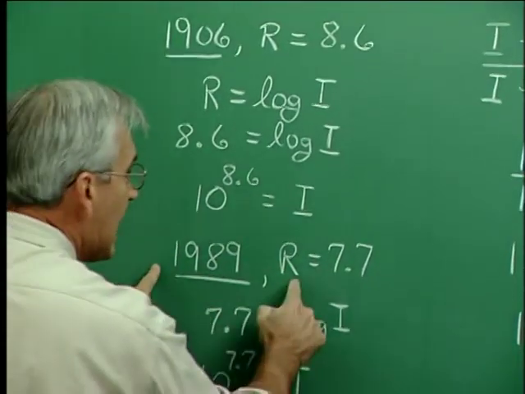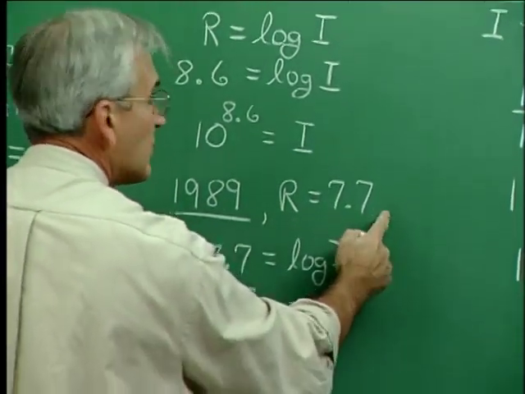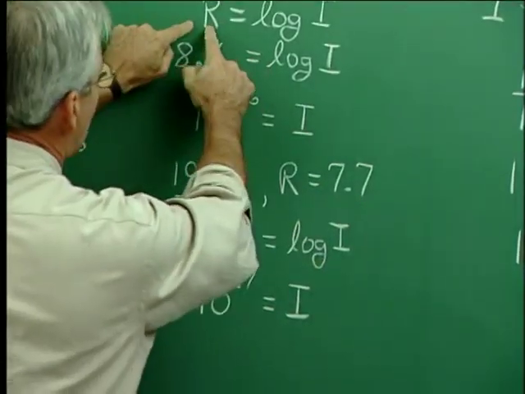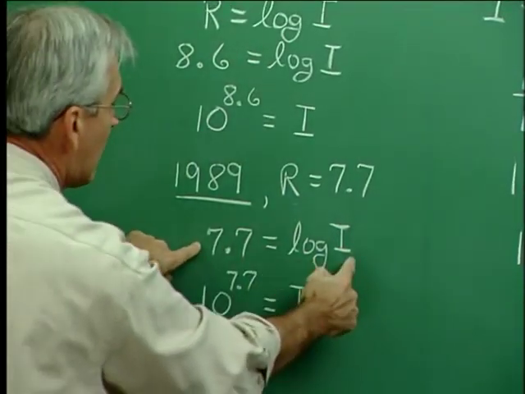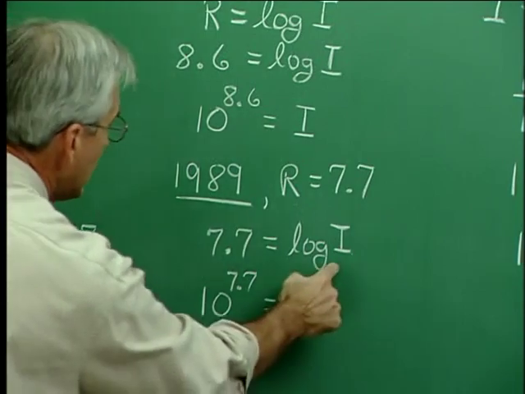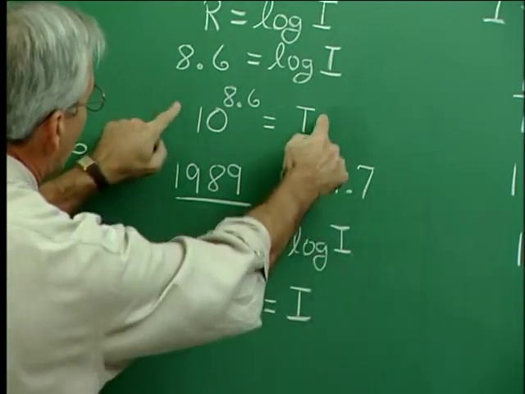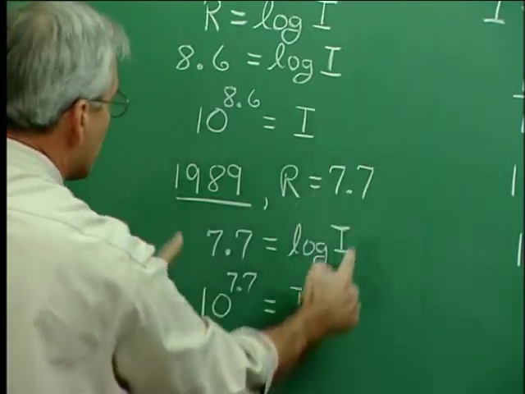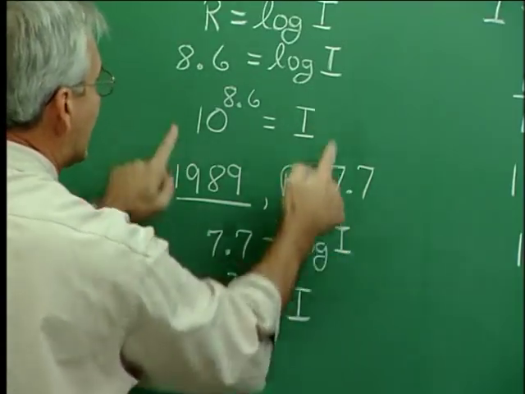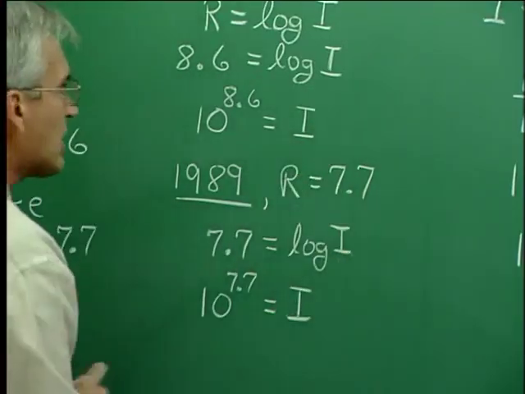In 1989, an R of 7.7, same idea. We just replace R with 7.7, and now we go into the exponential form. 10 to the 7.7 equals I. Well, maybe we still don't have a good reference for the difference in these intensities. So let's make a ratio out of them.